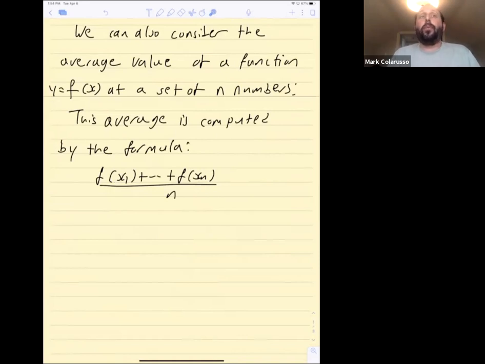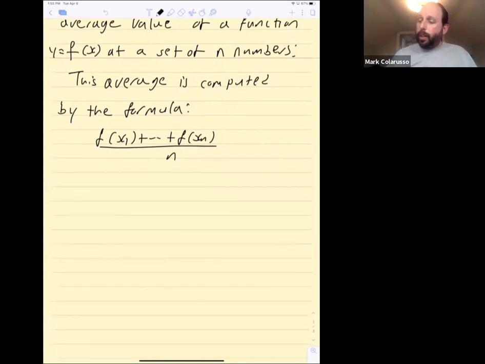So this could be, for example, if I'm going to a store and there are n items that I want to purchase, and I want to figure out the average price of those items. I could compute this kind of thing, right? But that's not what we're going to be doing in this class.